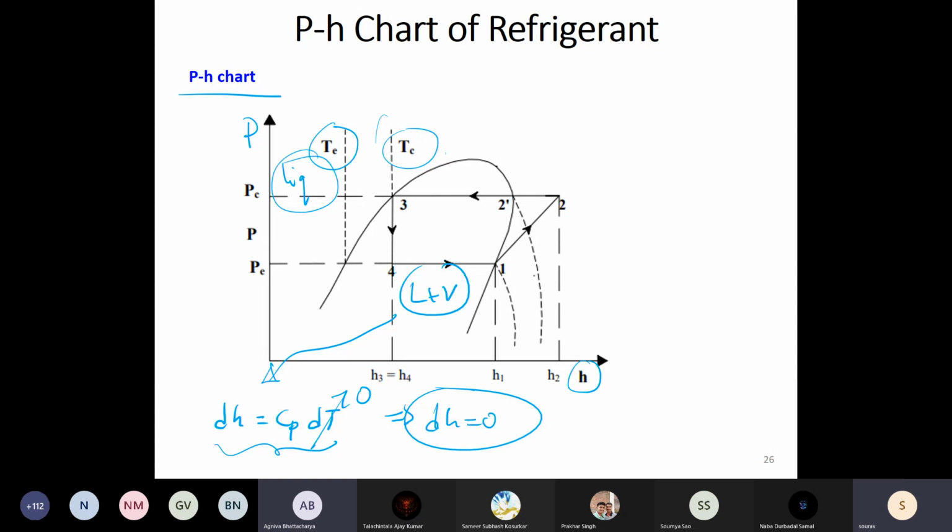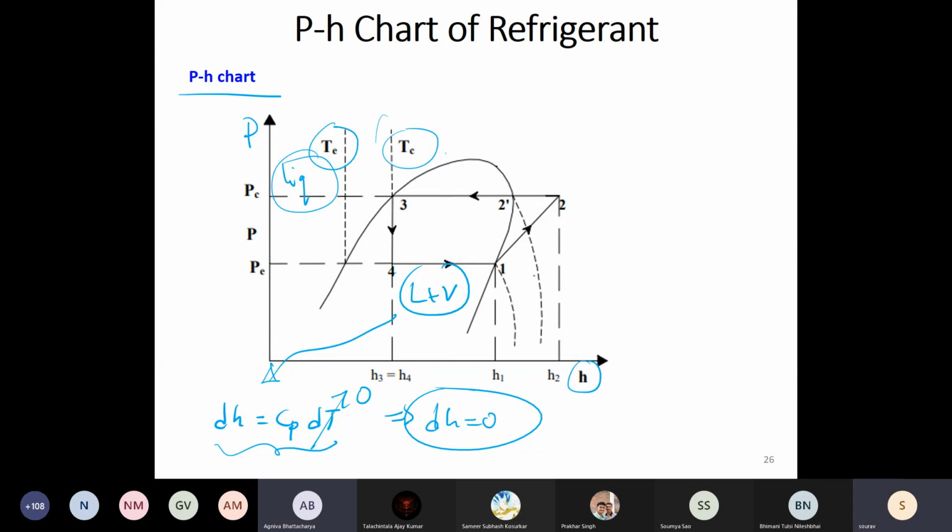Guys, I need some interaction. Otherwise, it is just a monologue. Or do you want me to call names? So where else can we write dH equals Cp dT? Can I write it in the two-phase region, liquid plus vapor mixture? No, sir. No. Where else?